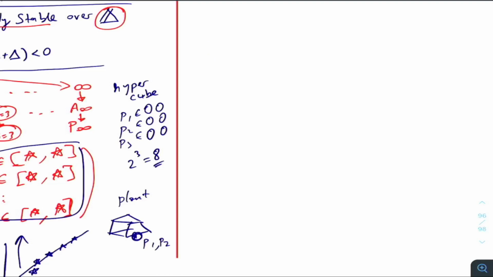I'm thinking about this. There are 3 cases, right? Why? Because there are 2 cases for each parameter, 2 cases and 2 cases, 2 times 2 times 2 equals 8, right? And we need to prove 8.